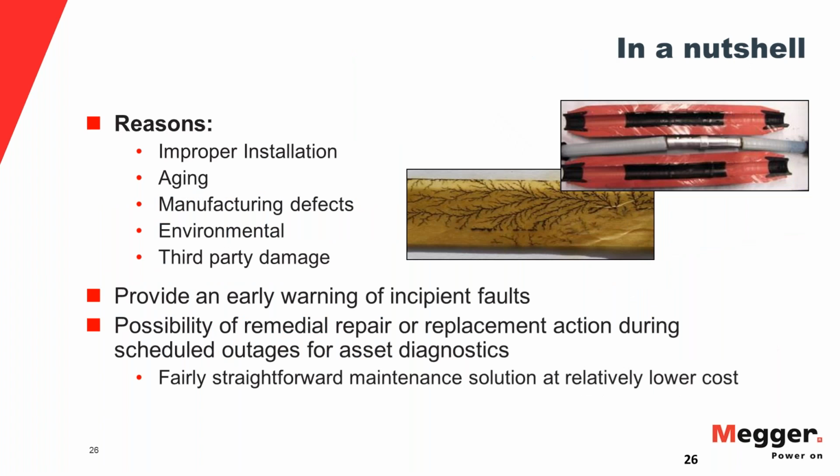And so in a nutshell, what can cause partial discharge in the accessory? Well, of course, improper installation, even aging, manufacturing defects, even though that is getting less and less because the quality procedures and processes are improving. It can be due to environmental third-party damage. Somebody just hits the cable. And again, if you measure partial discharge correctly, you are able to get an early warning and do something before it's too late.